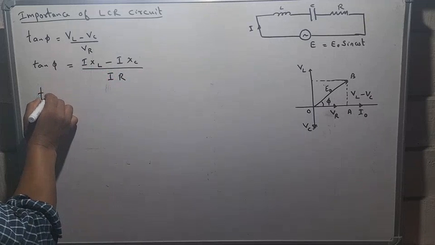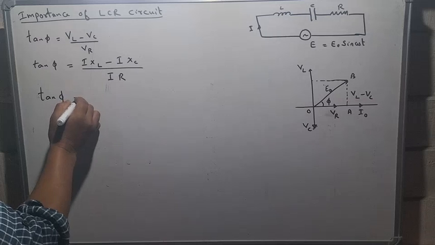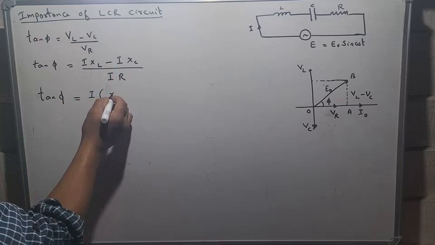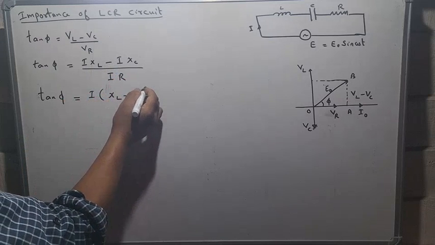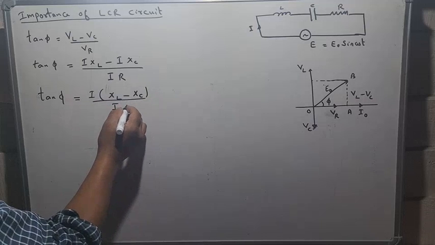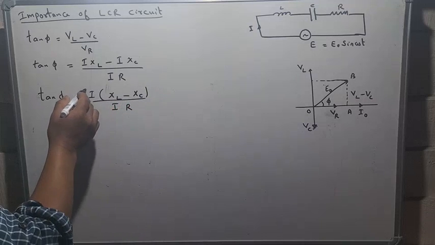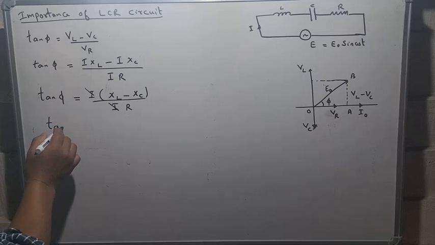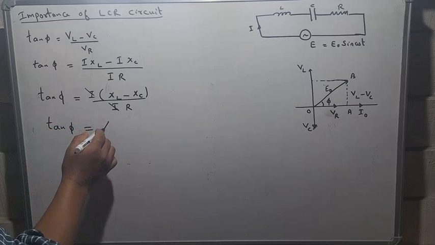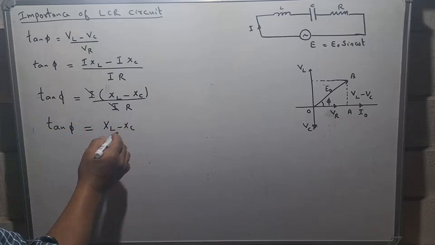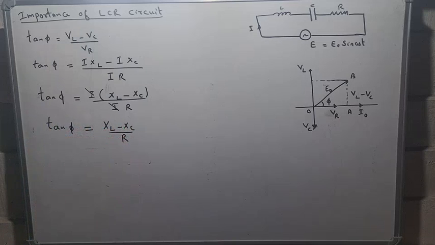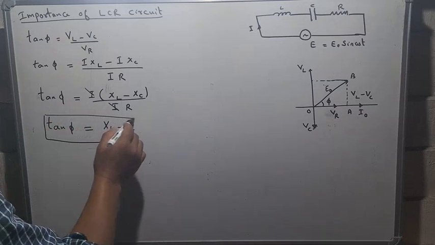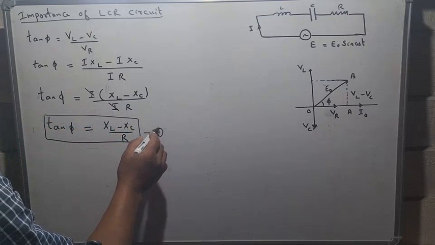Or I can say this tan phi is equal to, taking I common, inside you'll have XL minus XC upon I R. The I from the numerator and denominator cancel. So tan phi will be equal to XL minus XC upon R. Let me name this as equation number one.